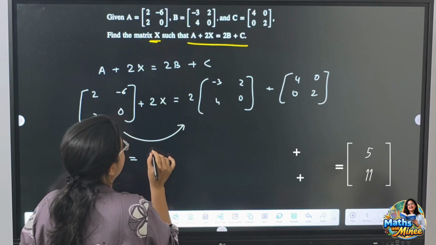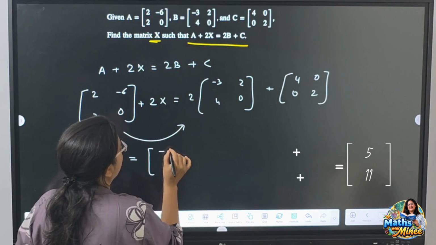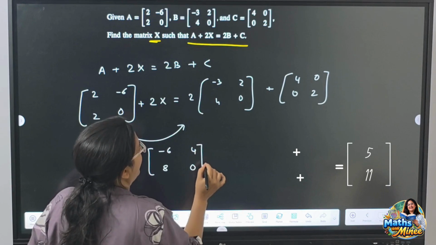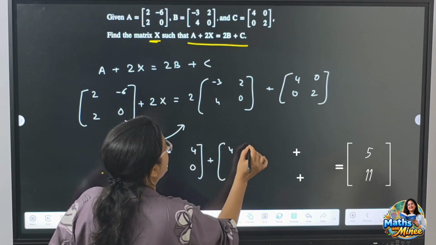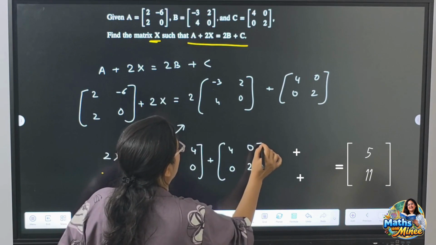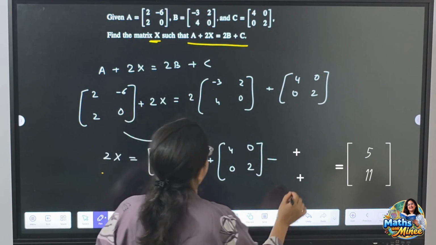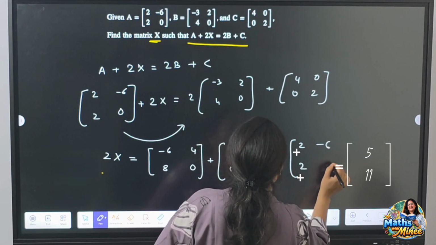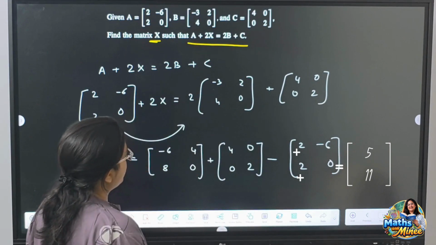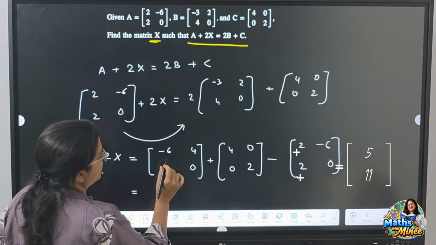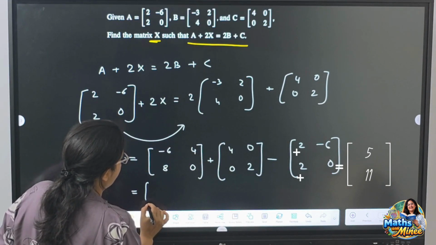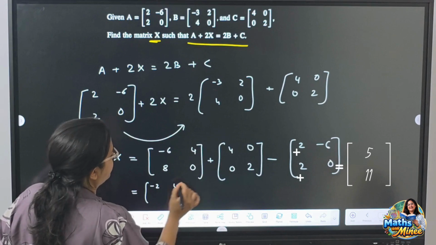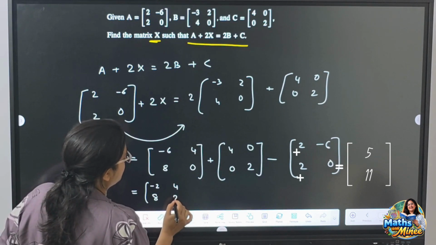So first I'm multiplying this. 2 into 3, that will be negative 6, 4, 8, 0. I'll add 4, 0, 0, 2. I'll subtract 2, negative 6, 2 and 0. So now if you add it up, you will get negative 6 plus 4, that is negative 2, 4 plus 0, 4, 8 plus 0, 8, 0 plus 2, 2.